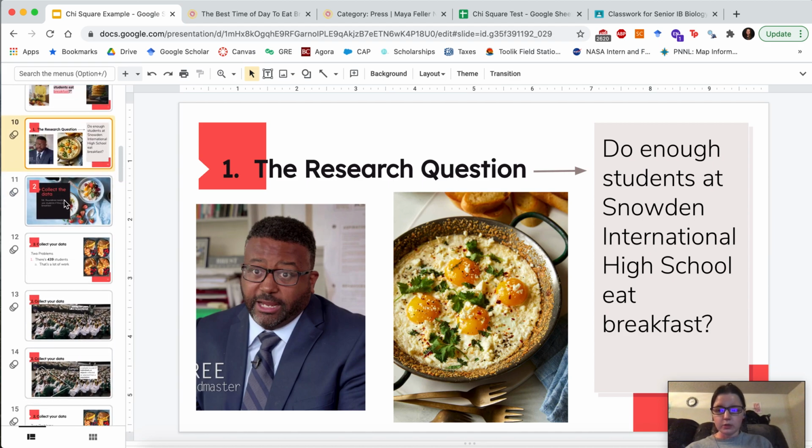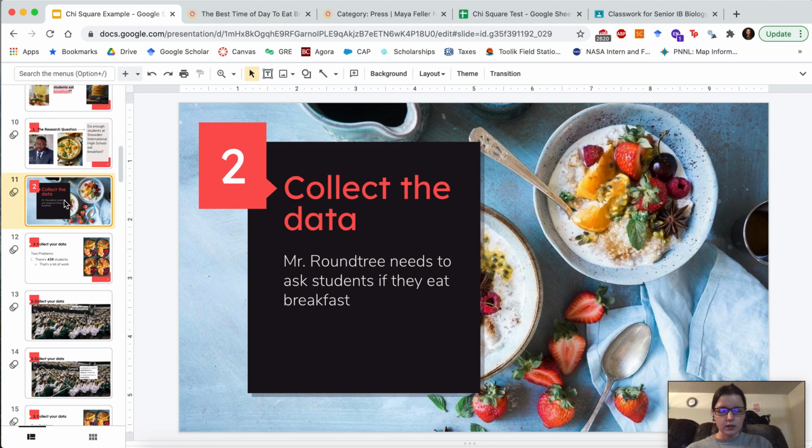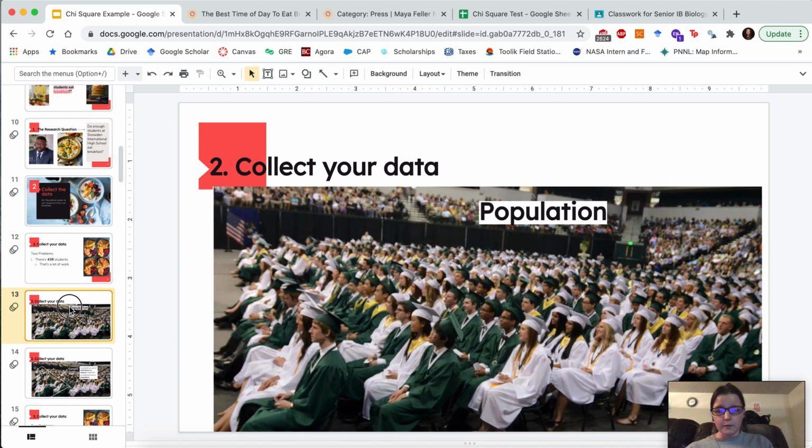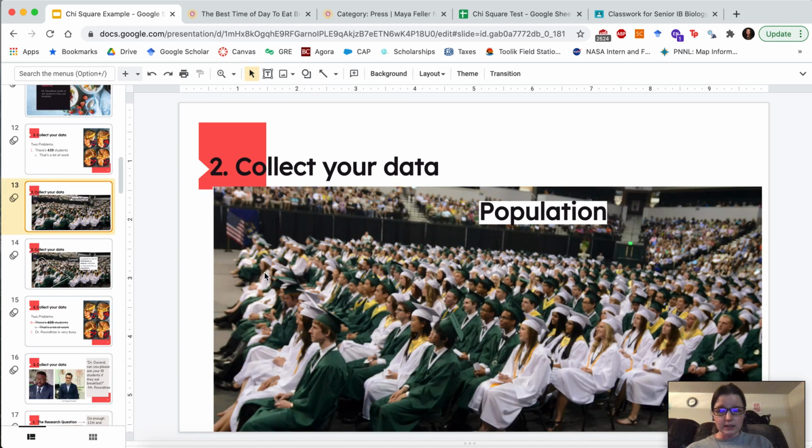Let's move to our second step, collecting the data. Mr. Roundtree needs to ask students if they eat breakfast. But there's two problems to this. The first problem is that at Snowden there's 439 students. Asking each of them if they eat breakfast is a lot of work. If you were going to try to ask each student in this population, it would be so much work. So instead, you can take a sample.